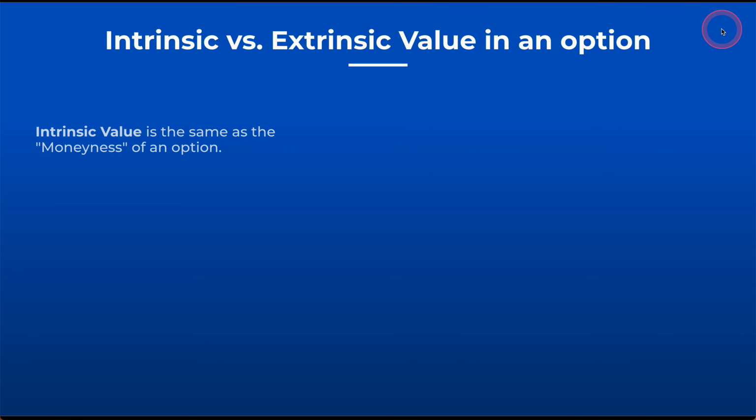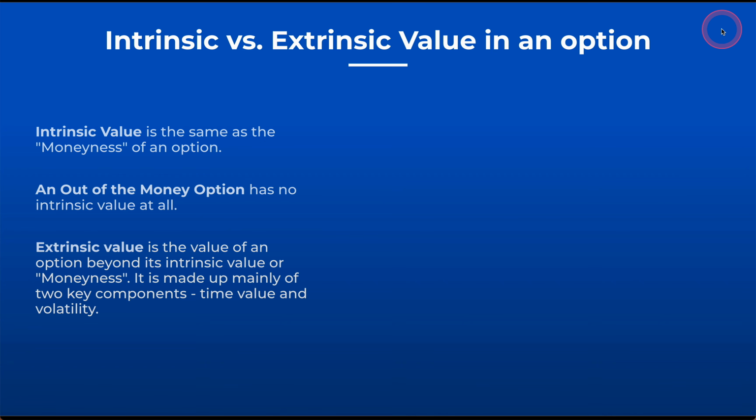Intrinsic value is the same as the moneyness of an option. What I mean by moneyness is you hear people say that option is in the money, out of the money, at the money, etc. An out of the money option has no intrinsic value at all. I'll show you examples of this in just a moment. Extrinsic value is the value of an option beyond its intrinsic value. And again, that helps define the moneyness.